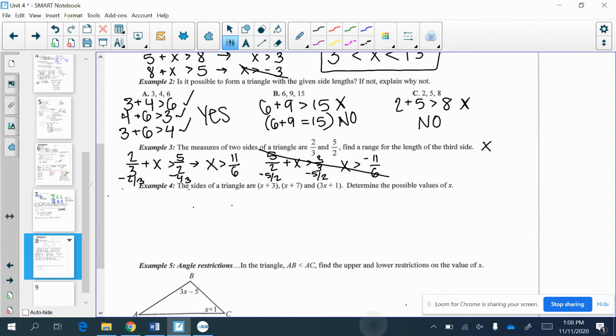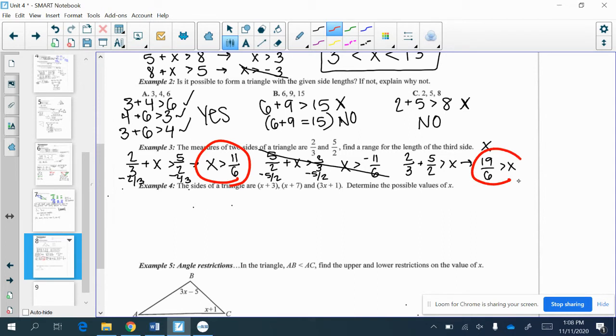And then we have 2/3 plus 5 halves is greater than x. So 2/3 plus 5 halves is 19/6, so 19/6 is greater than x. Okay, so those are the two that would work.